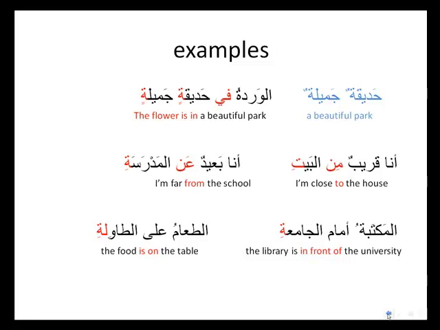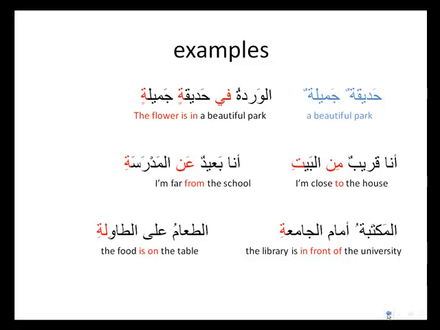If we look at the same two words in the next sentence, we can see that they have changed their vowels. If we read the whole sentence, الوردة في حديقة جميلة. The flower is in a beautiful park. Because of في, حديقة has changed its double dhammas to double kasras, the double U vowel to a double I vowel. And Jamila, because it's an adjective and it has to follow whatever حديقة does, it too has changed into double kasras. Tanween kasra is what we call it in Arabic.